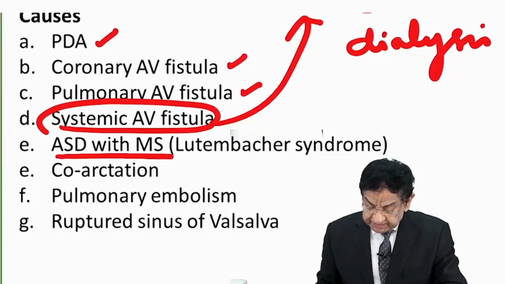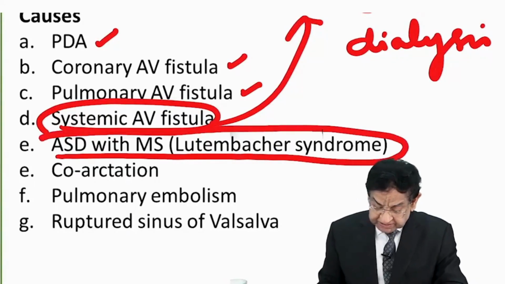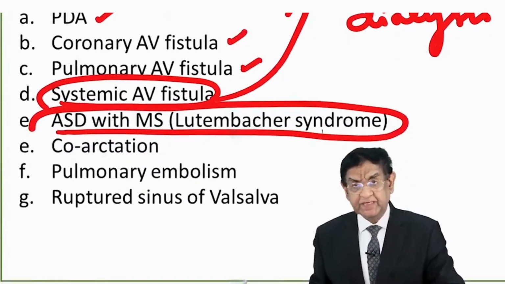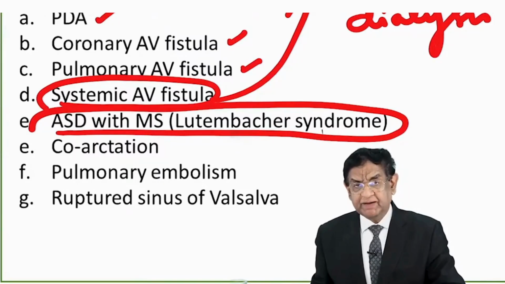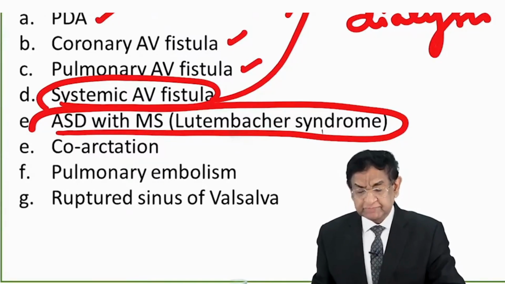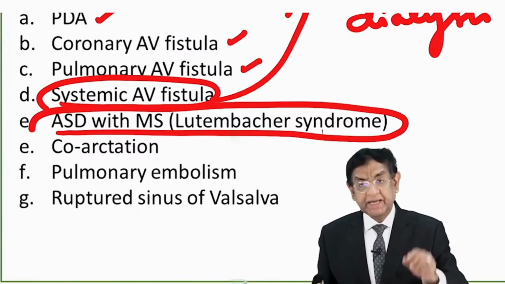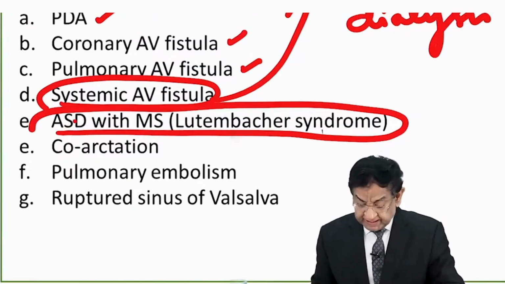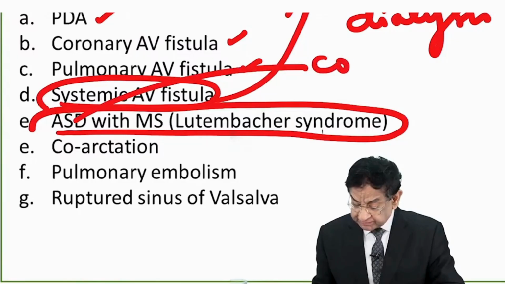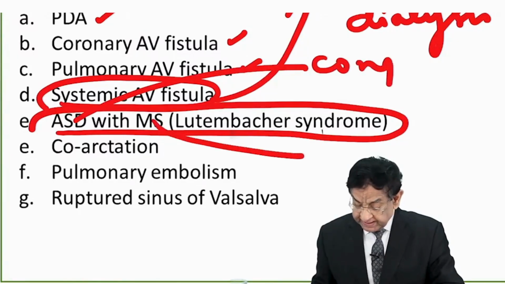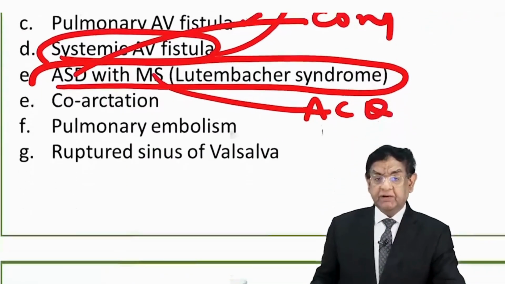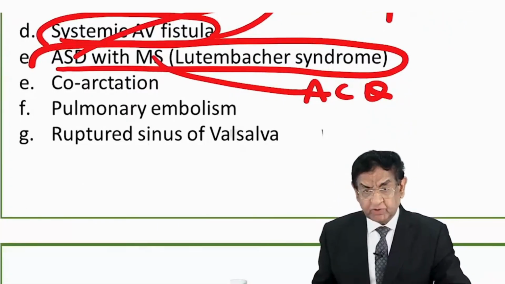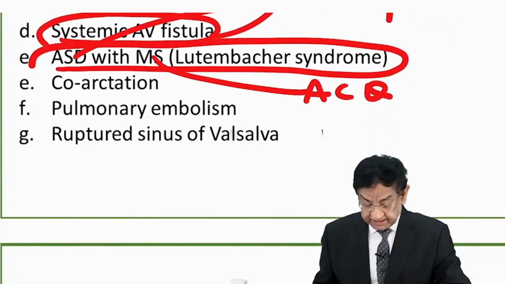ASD with MS, the so-called Lutembacher syndrome. Again, a very commonly asked question. Many patients of ASD may develop MS, mitral stenosis, in due course of time, so-called Lutembacher. But again, one more question: in this, ASD is congenital and MS is acquired. Again, a very commonly asked question. MS is acquired and ASD is congenital.